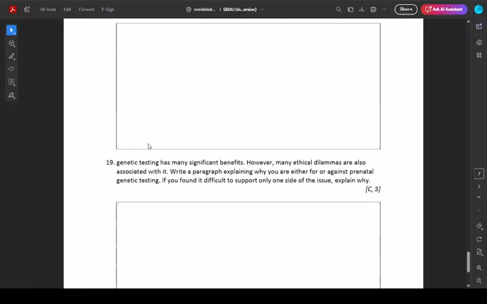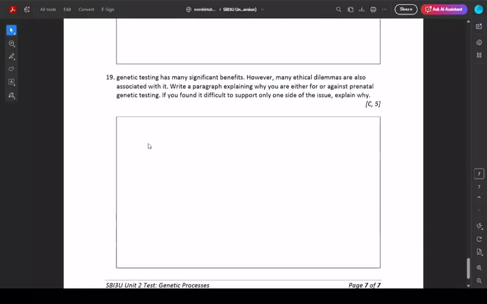Not that good in this case. Genetic testing has many significant benefits. However, ethical dilemmas are also associated with it. Write a paragraph explaining why you're either for or against prenatal genetic testing. If you found it difficult to support only one side of this issue, explain why. I'm going to say it's good as long as it has ethical standards.